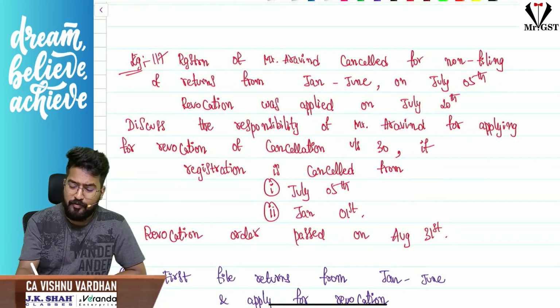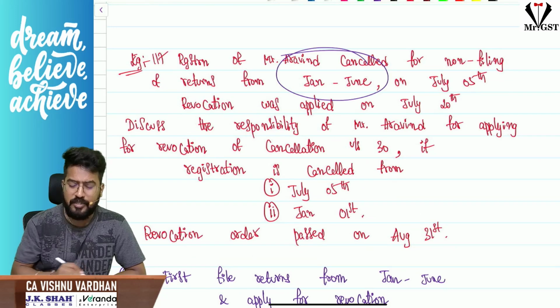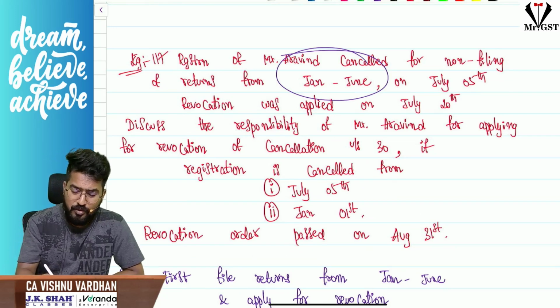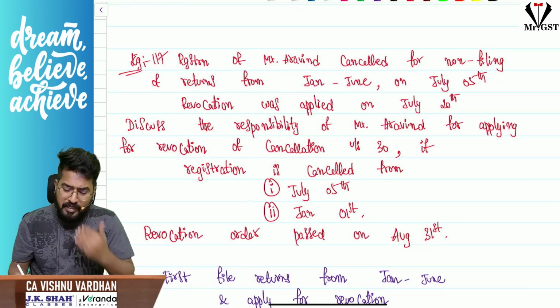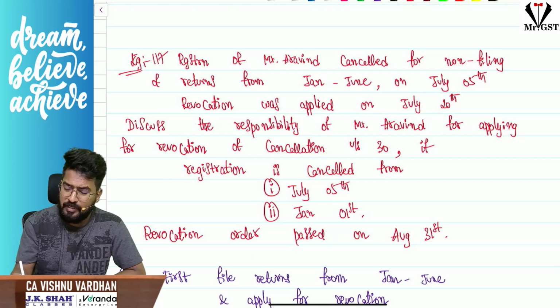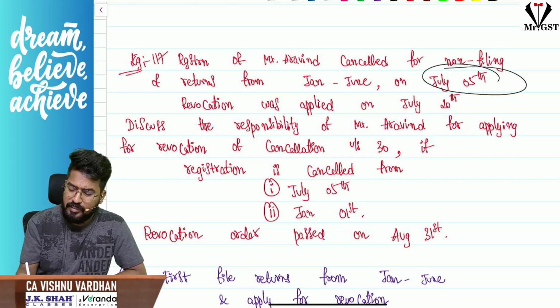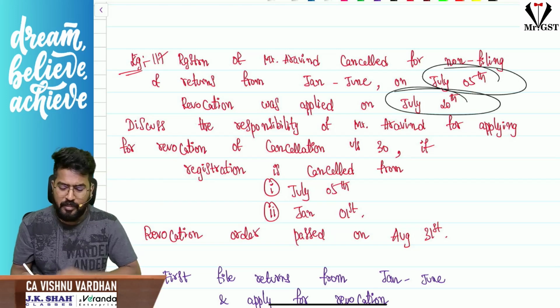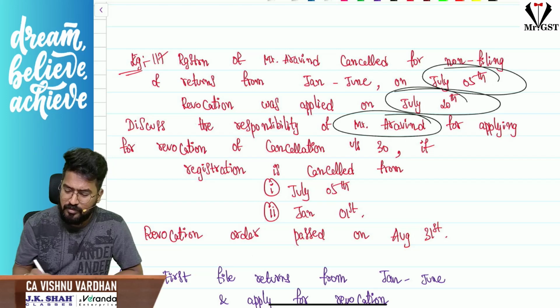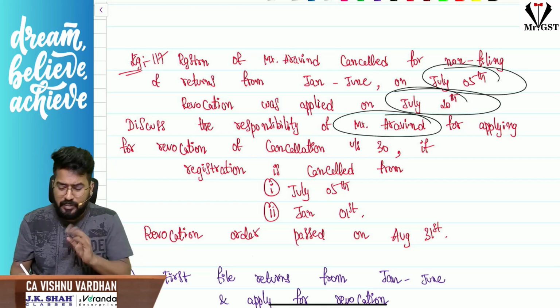Sir, I did not file the returns from January to June continuously for 6 months, so my registration is being cancelled. My registration is cancelled on, imagine, July 5th, and the revocation is applied on July 20th. Now, what is the responsibility of, imagine, Mr. Aravind while applying for revocation under section 30?